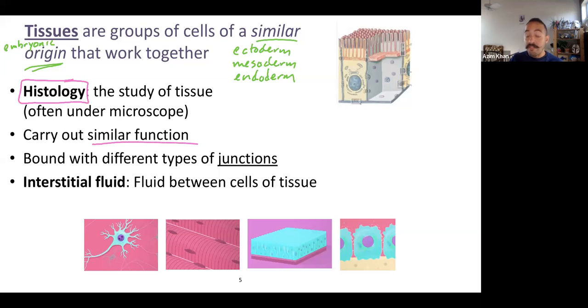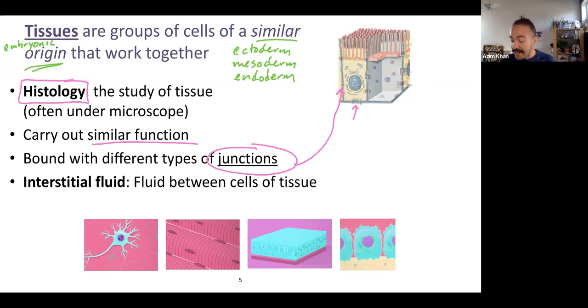Oftentimes, not always, they're bound with many different types of junctions. So we're going to see how cells can be linked together. Cells sometimes are off on their own, but most of the time they're not. They're linked together, working together in some way with another cell. We're going to see what these junctions are.